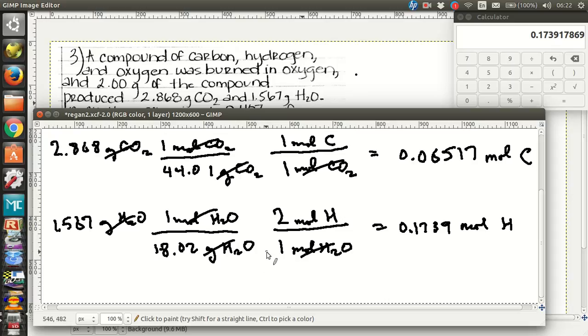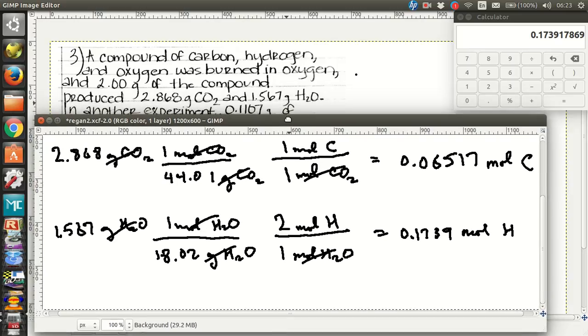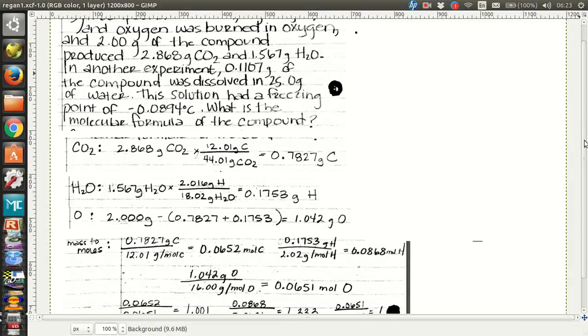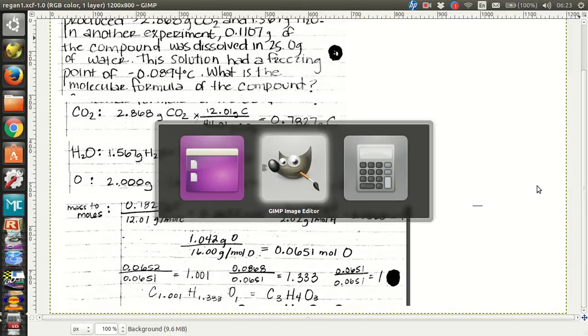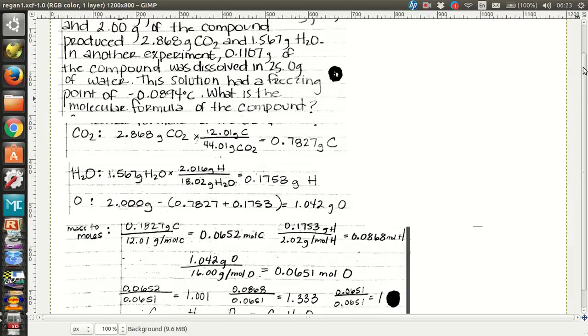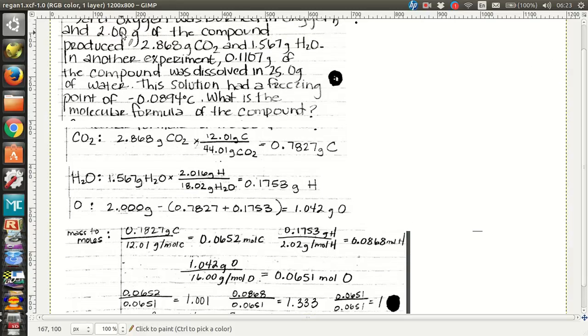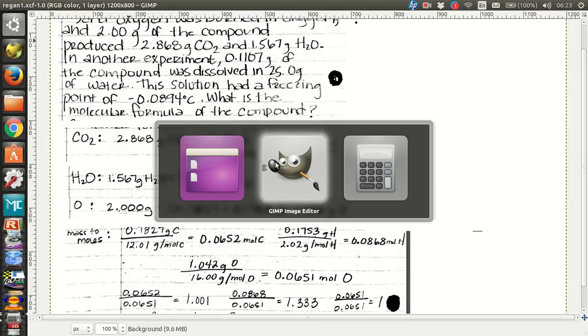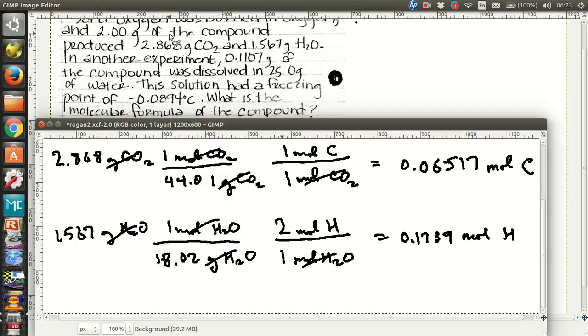How can we get the O? Remember, this was burned in oxygen, so I have no way of knowing how much oxygen was used from the air. So how do I know how much O there is in this compound? No problem. The way to know that is by subtracting out the carbon and subtracting out the hydrogen from the initial mass. Remember that the initial mass was 2 grams. If the thing only has carbon, hydrogen, and oxygen, if we take out the carbon and the hydrogen by subtraction, we can get the number of grams of oxygen there are.